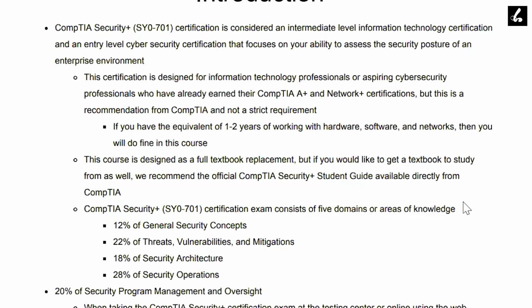So that's the second domain. The third domain is security architecture, at 18%. Security architecture is about how my architecture looks, where the router comes in my organization, how the firewall comes into the picture, and whether there is any IPS or IDS or not. That's the security architecture.